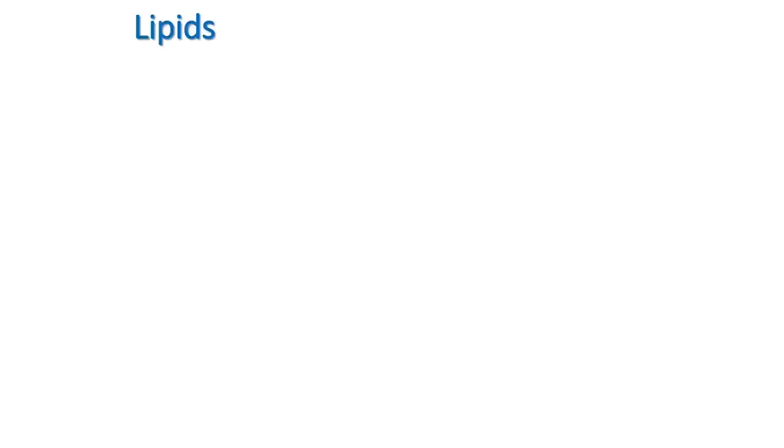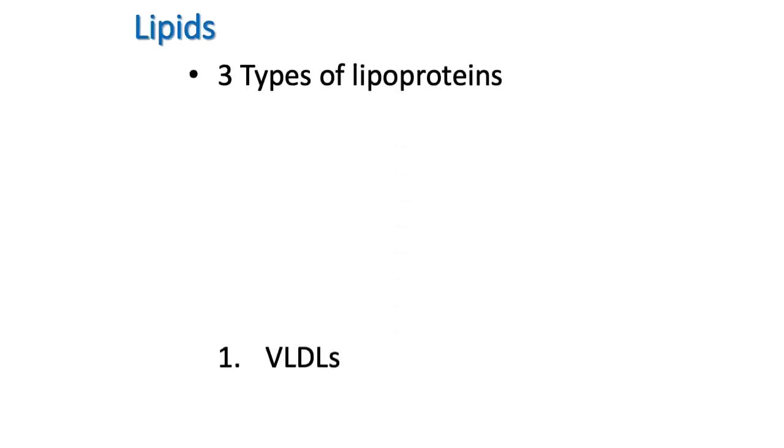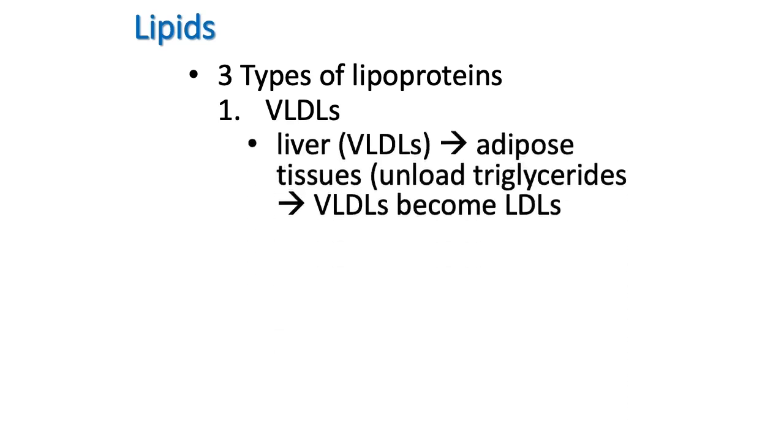There are 3 types of lipoproteins. The first type is the very low density lipoproteins, or the VLDLs. These have a high percentage of triglycerides and cholesterol. They are made by the liver. This is the way for the liver to package the triglycerides and transport the triglycerides to the adipocytes. So the VLDLs transport triglycerides to the adipocytes, unload the triglycerides there, the adipocytes take the triglycerides in, and once the VLDLs unload the triglycerides, they then become low-density lipoproteins.